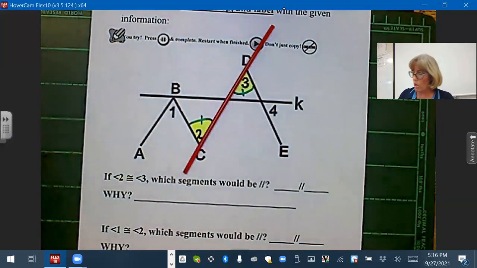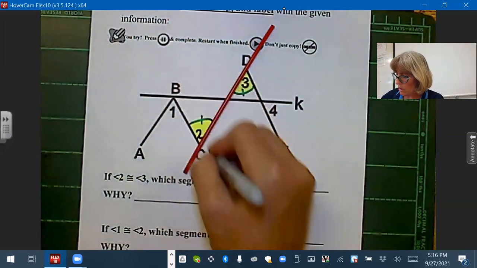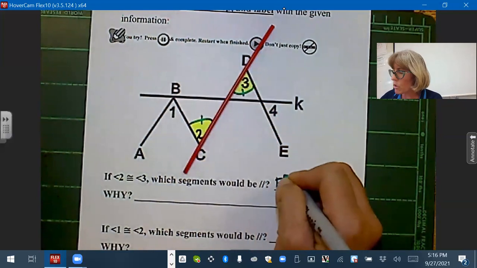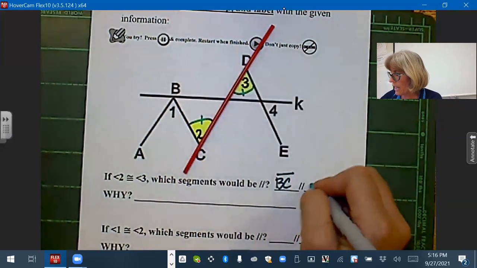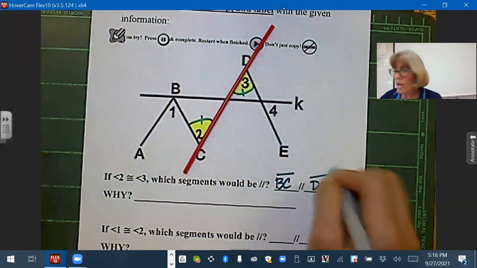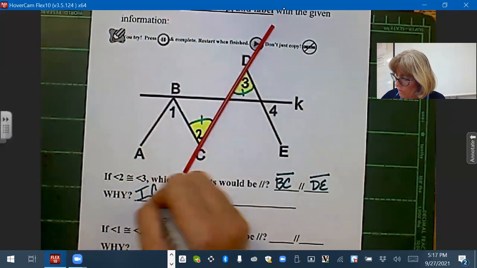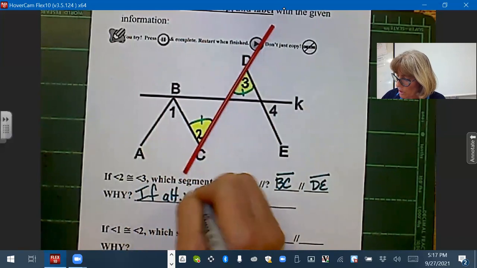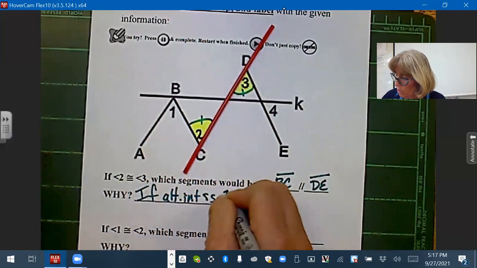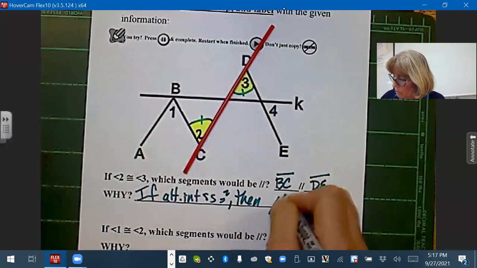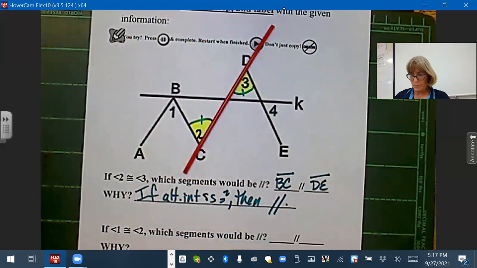These must be the parallel lines. And so the parallel segments are going to be BC and DE. And the reason is, if alternate interior angles are congruent, then you have parallel lines. Let's try another set down here.